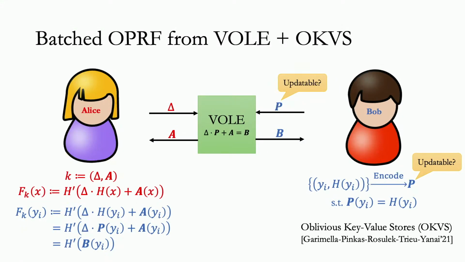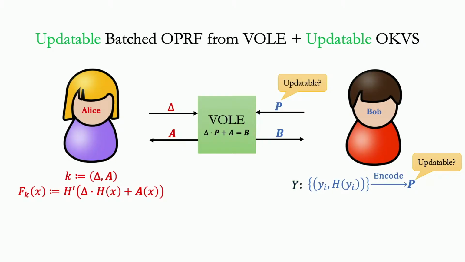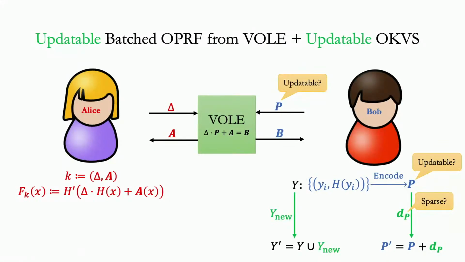What do I mean by that? So this is the initial set, and you encode into OKVS. Now Bob has some new elements. If you can also update this OKVS data structure by adding a sparse vector to it. By sparse, I mean that there is only a small number of non-zero entries in this vector.